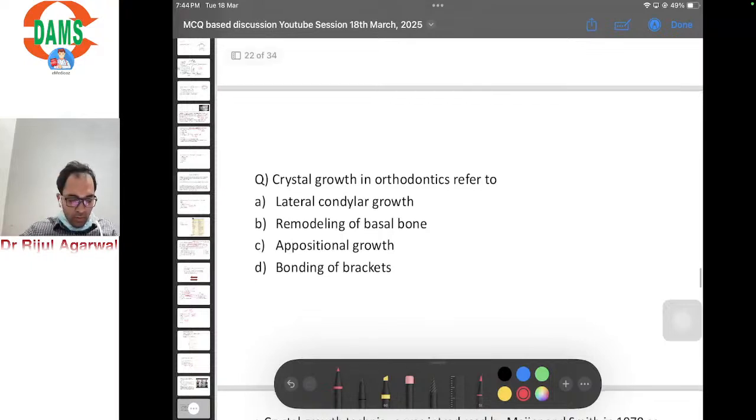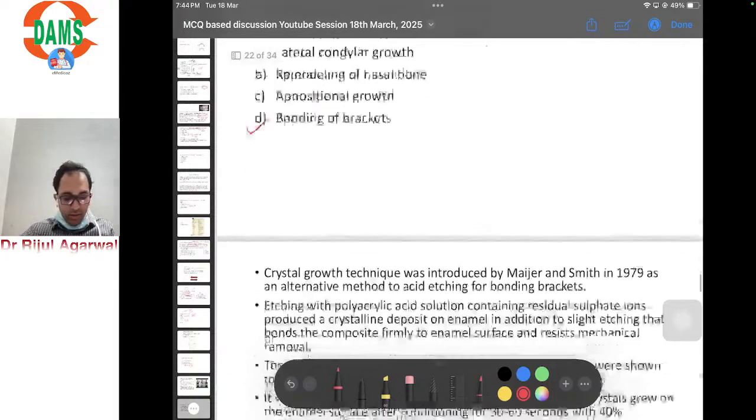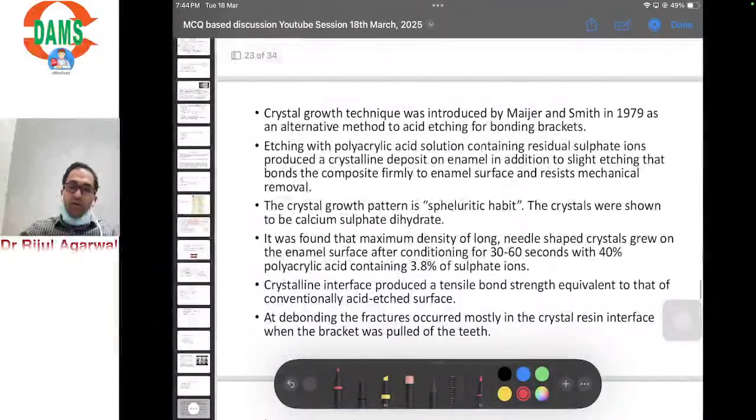Okay, so the correct answer is, it is related to bonding of brackets, option D. So what is the crystal growth technique or crystal growth theory? The basic premise behind the development of this concept was that traditionally, till now, what we do is bonding with the help of phosphoric acid. Okay, 37% orthophosphoric acid. As we know, in orthodontic bracket bonding, the bracket bonding is temporary, for the duration of the treatment.